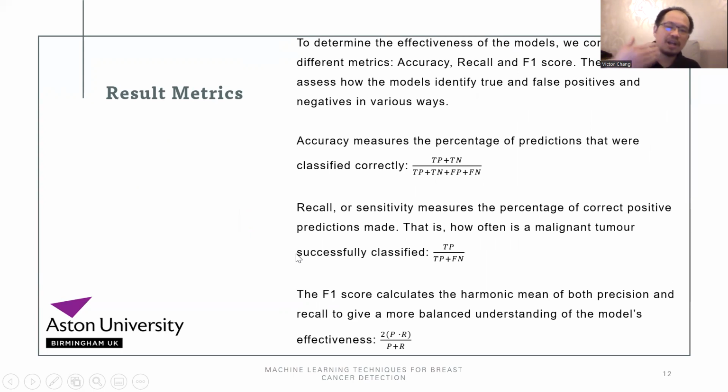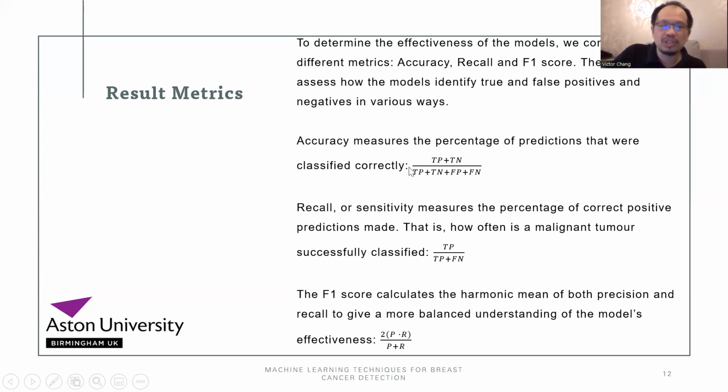We need some kind of metrics to identify how accurate the results are. Normally we use accuracy and the F1 score to determine the key values, especially accuracy, which has been commonly used. So we use these formulations: TP, TN, that means true positive, true negative, and also FP, FN, which mean false positive and false negative.